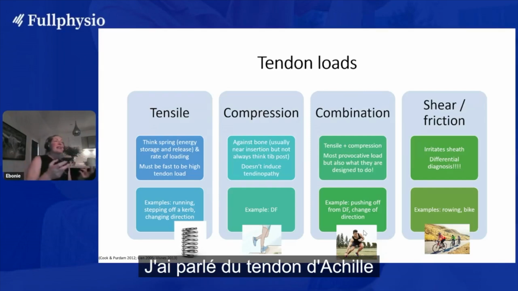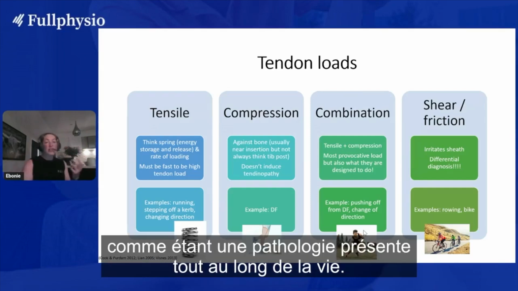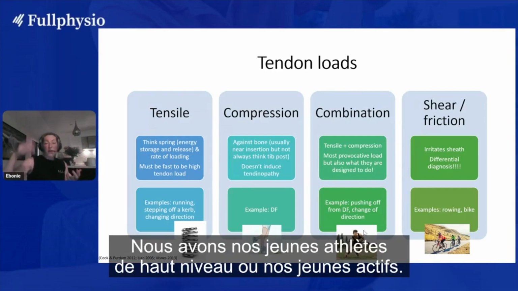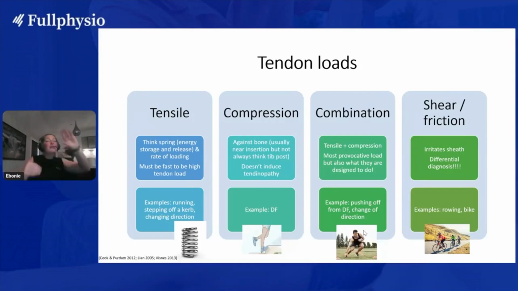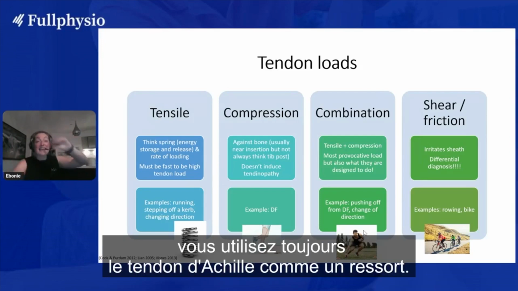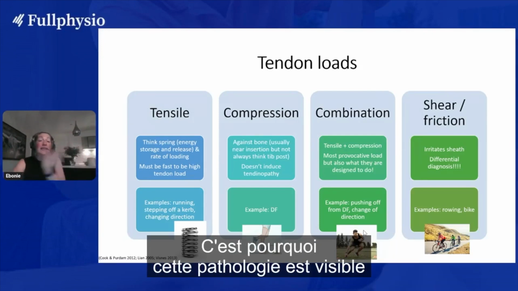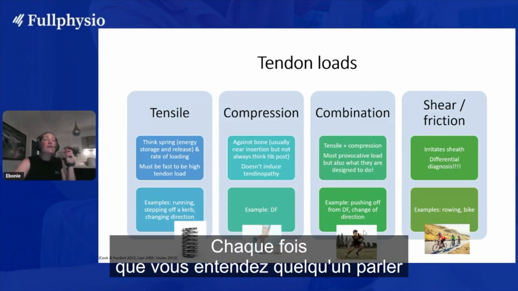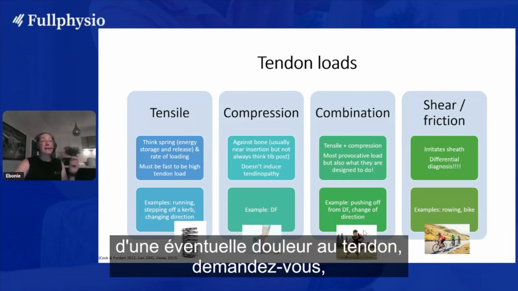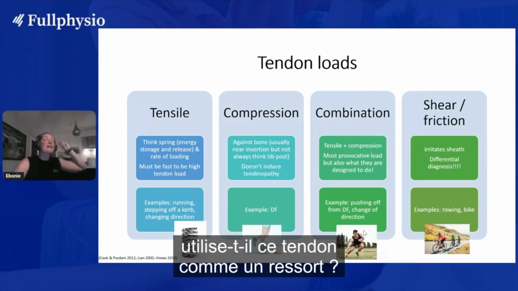I talked about the Achilles tendon being a condition throughout the lifespan. We've got our young elite athletes or our young active people, but even as you walk downstairs or step off a curb, you still actually use that Achilles tendon as a spring. And that's why we can see this condition throughout our lifespan. So every time you listen to someone with possible tendon pain, just think, are they using that tendon as a spring?